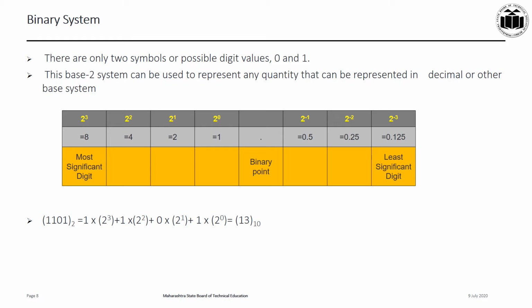Taking up an example, say 1101, which is a binary number because it consists of only zeros and ones. You have to multiply each bit with its positional weight, and the answer that you get will be 13. In decimal number system, 1101 corresponds to the value 13.